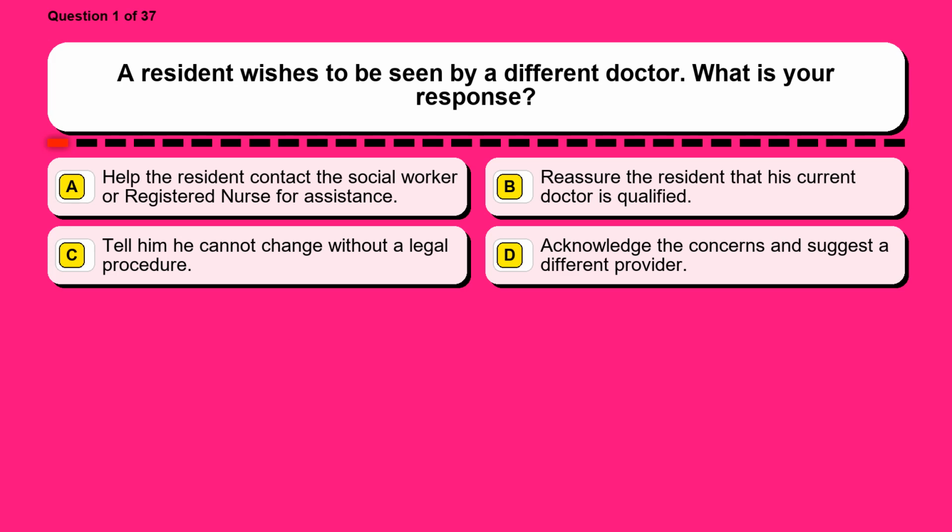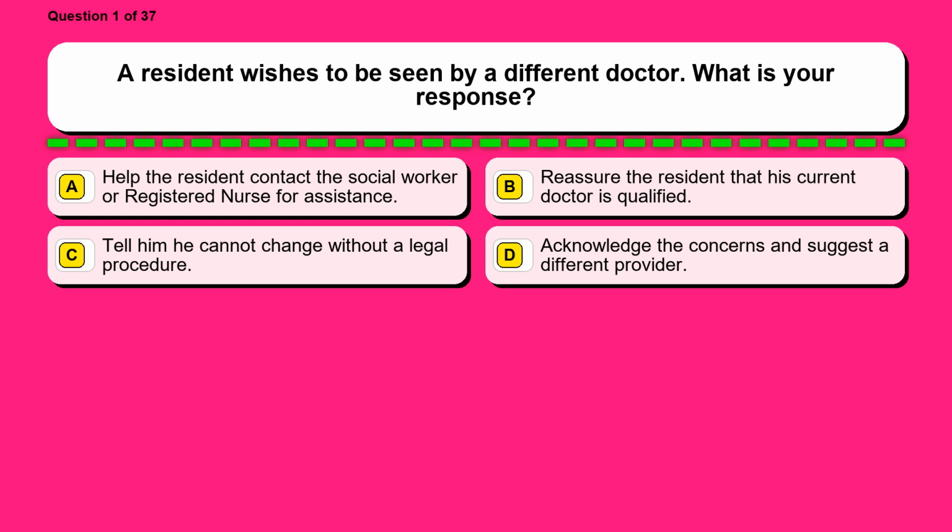Question 1. A resident wishes to be seen by a different doctor. What is your response? Option A. Help the resident contact the social worker or registered nurse for assistance. Option B. Reassure the resident that his current doctor is qualified. Option C. Tell him he cannot change without a legal procedure. Option D. Acknowledge the concerns and suggest a different provider.